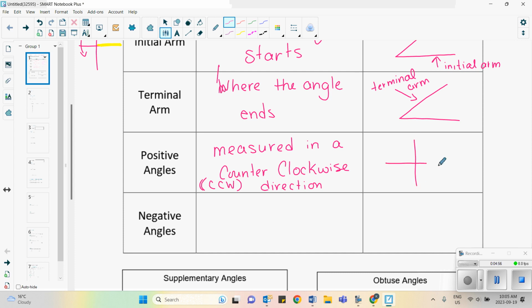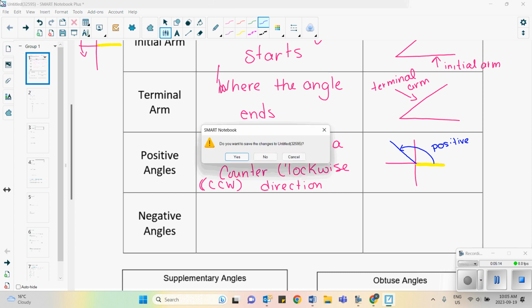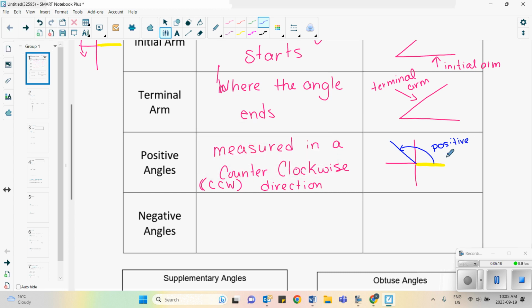So if I were to draw the picture, my angle starts here, on the positive x-axis, and I measured it here. Put my terminal arm in. So this would be a positive. Oops, I knew that was going to happen. Sorry, I'll get out of the way. So if we're going in a counterclockwise direction, we could say that that angle is a positive 105 degrees.